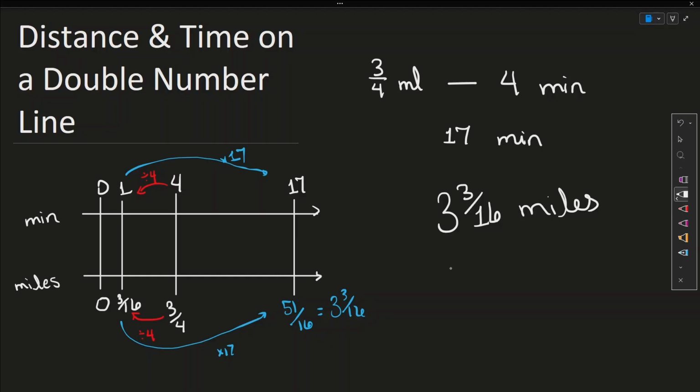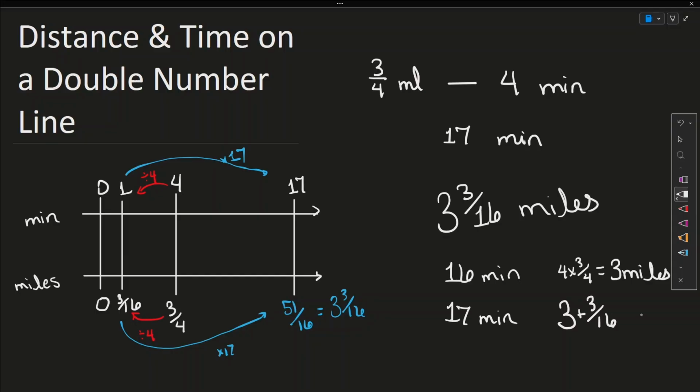Another way to think about this is that 16 minutes is 4 groups of 4 minutes. So 4 times 3/4 would be 3 miles in 16 minutes. Then in 17 minutes, we would travel those 3 miles in 16 minutes plus 1 more minute, which is 3/16. So in 17 minutes, we would go 3 3/16 miles.